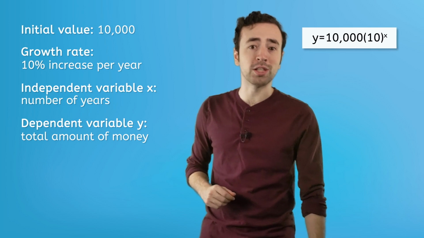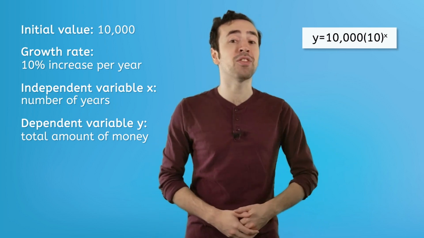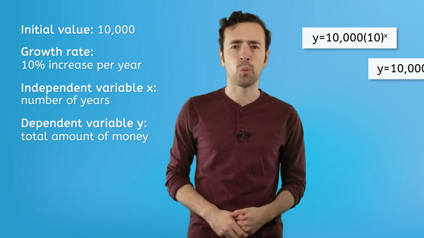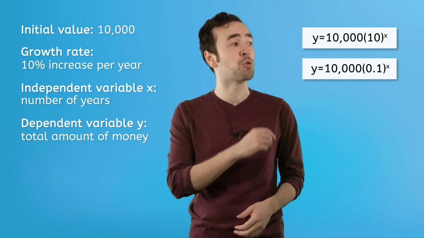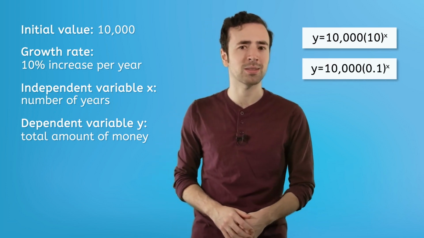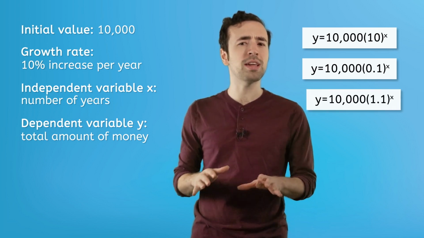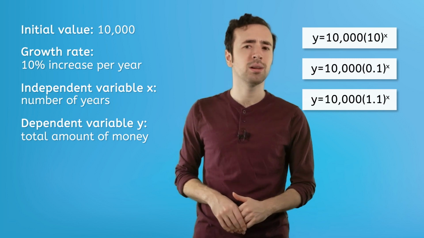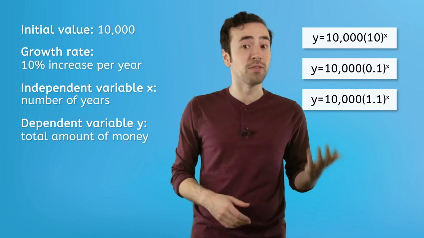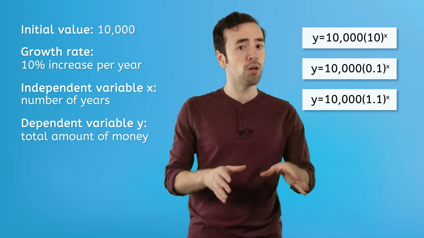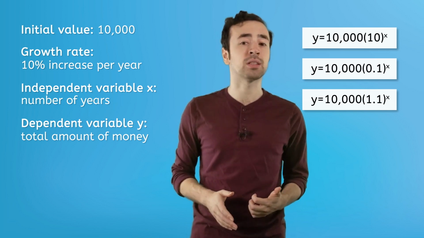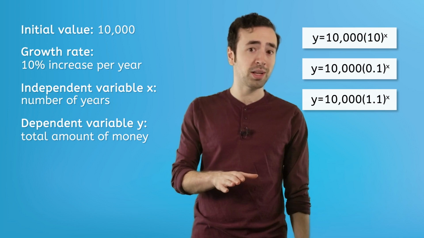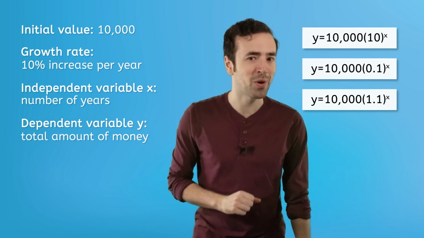Did you say the equation would be y equals 10,000 times 10 to the power of x? Or y equals 10,000 times 0.1 to the power of x? What about y equals 10,000 times 1.1 to the power of x? Well, one of these is correct. They all have the same initial value of $10,000, but these b values are all different. If the equation you created is one of these, you might be correct.